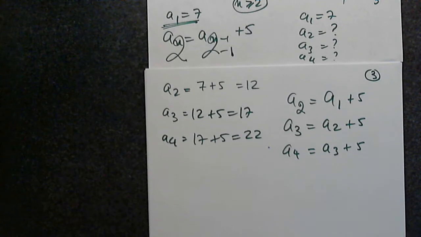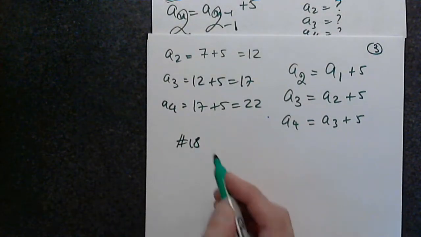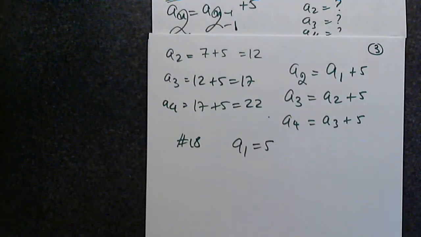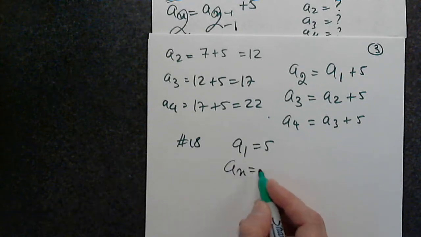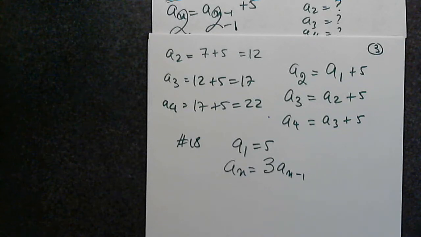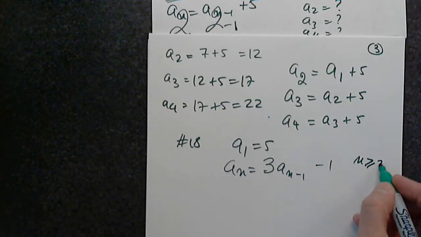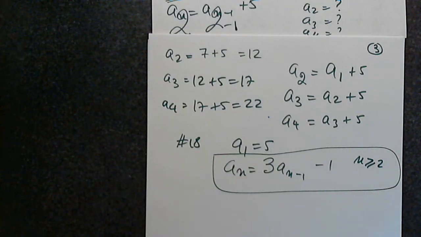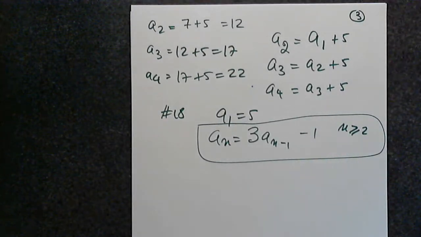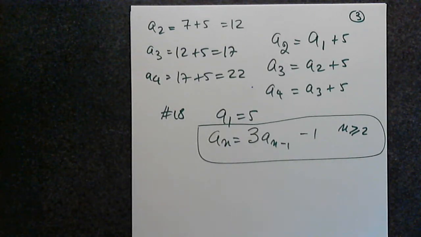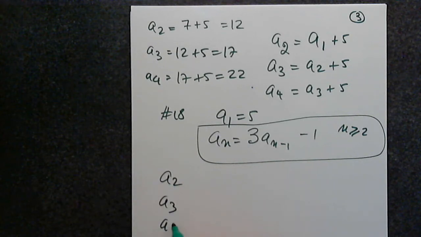Okay, so let's look at 18. Another recursive formula, a sequence given to us as A1 equals 5 and An, the nth term, equals 3 multiplied by An minus 1, and then minus 1 for n greater than or equal to 2. This formula, the recursive formula that has the nth term, starts at 2 for n equal 2, as A1 was given to us. Again, the same question. We want to determine A2, A3, and A4.